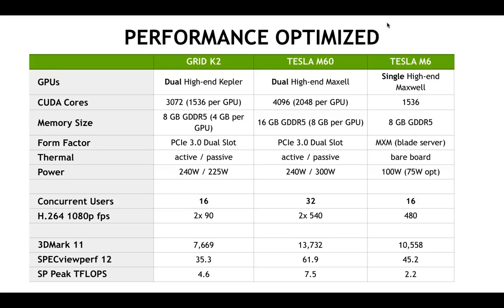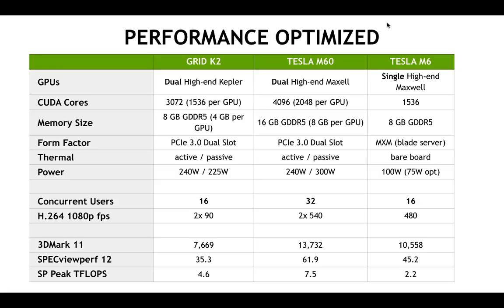I'll throw up the stats of these products. You can see it's quite a big jump in performance and density. From a K2 perspective, we were able to support 16 high-end users, and now with the M60, we're able to support 32. The Tesla M6 is kind of half of an M60, but the fantastic thing about this board is it enables us to have blade offerings. We now have all the major players with blade support with the Tesla M6. Moving forward, those are the boards that you would be purchasing.